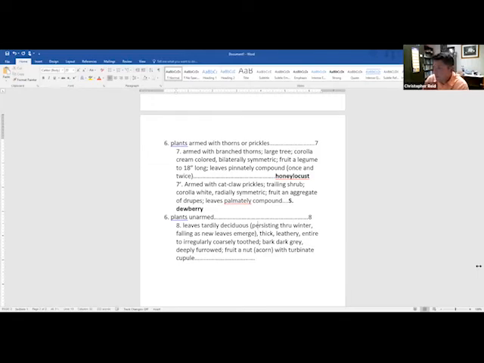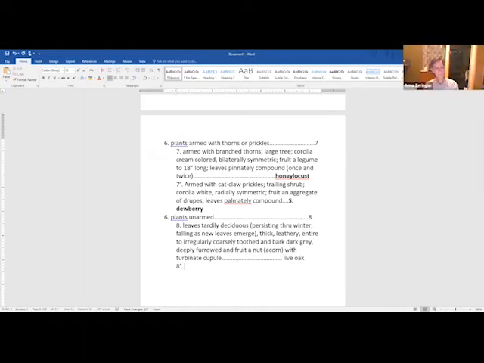So these are tardily deciduous, persisting through winter, falling as new leaves emerge. Thick, leathery, entire, blah, blah, blah. Dark gray. Okay. Question. We could do without the above. And I don't like it, it looks like a really bad run-on sentence.